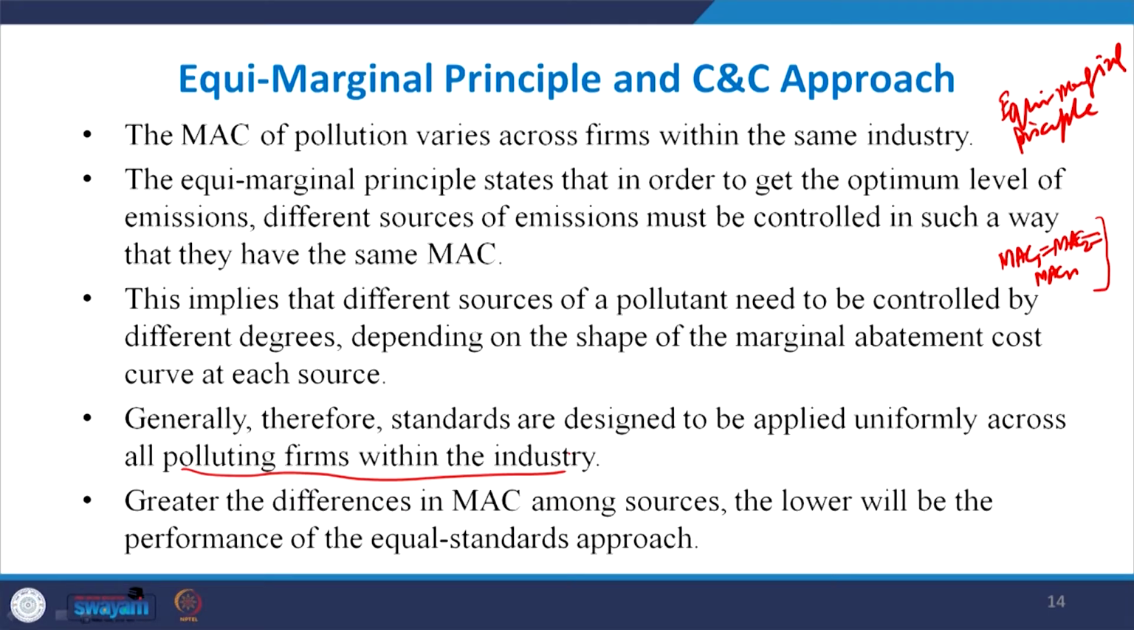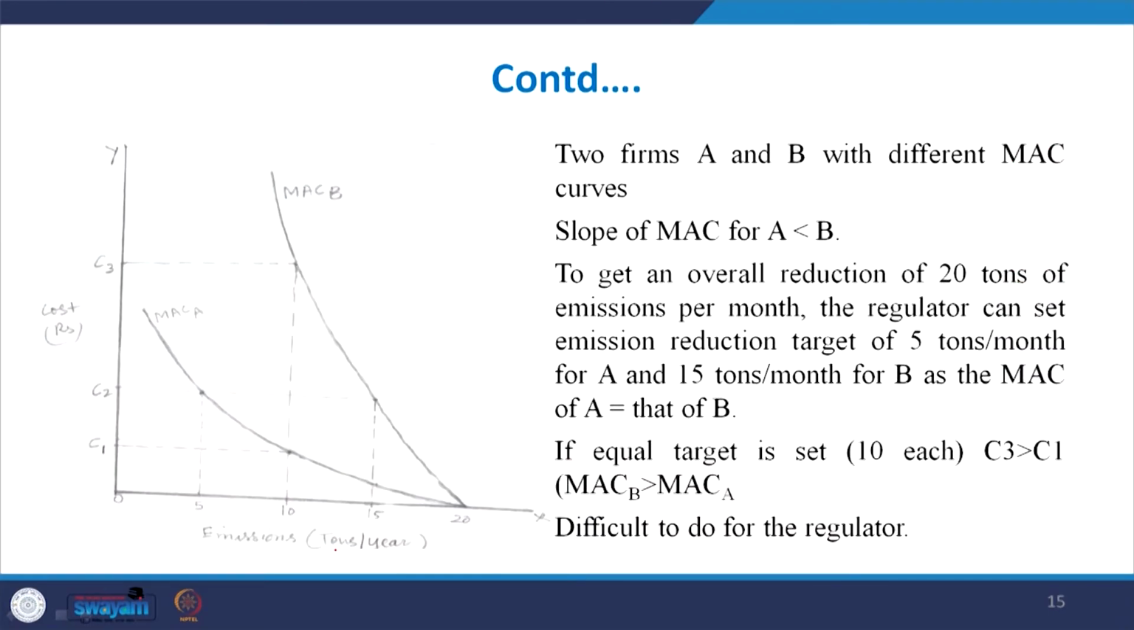and if there is a greater difference in the marginal abatement cost among different sources, lower will be the performance of the equi-marginal standard approach, and that is why we have to see how to allocate the emissions level among the different firms according to their marginal abatement cost.